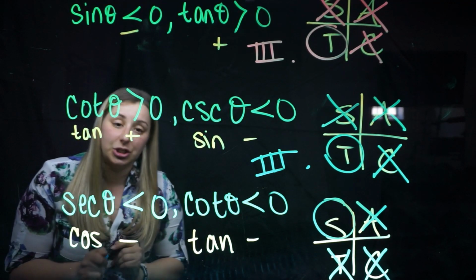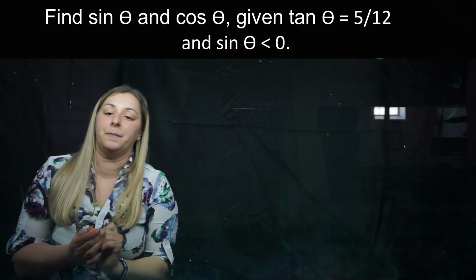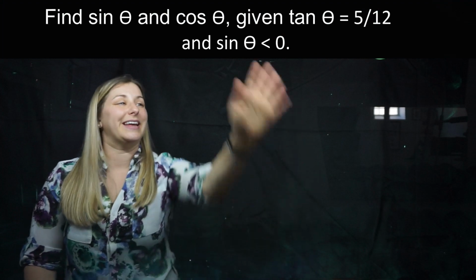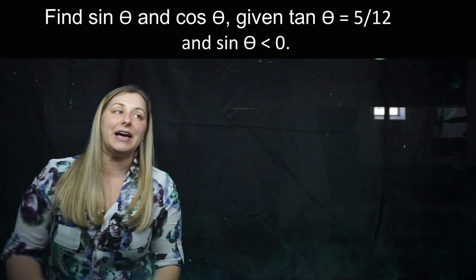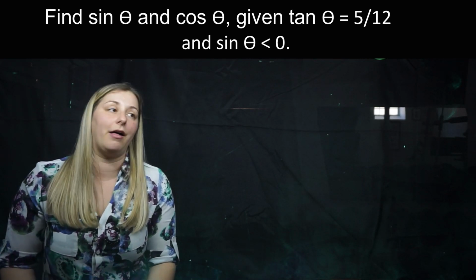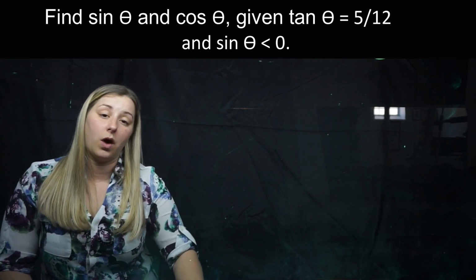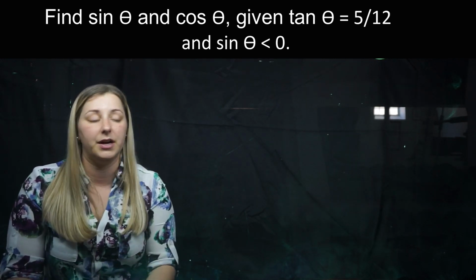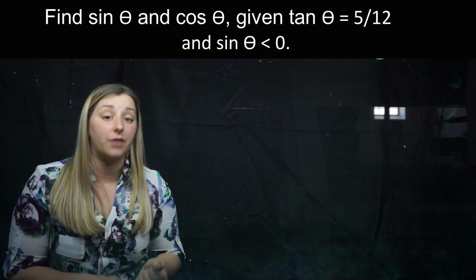Now let's apply this to do an actual problem. All right, so looking at this, I want to find the sine and the cosine given these things over here. Now they tell us that tan is equal to 5 over 12 and the sine is less than 0. They do not tell us what quadrant the triangle lies in like we did in previous problems from different videos. So if we look here, we need to figure out what quadrant it is in first.